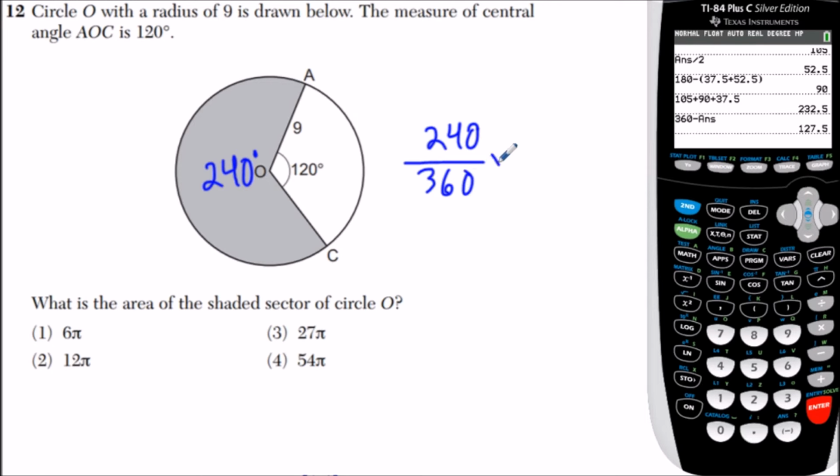If we want to work this out without a calculator, just reduce that fraction to 2/3. And then we have pi times 81. And then 81 over 3 reduces to 27. 27 times 2 is 54. So we have 54 pi for question 12.